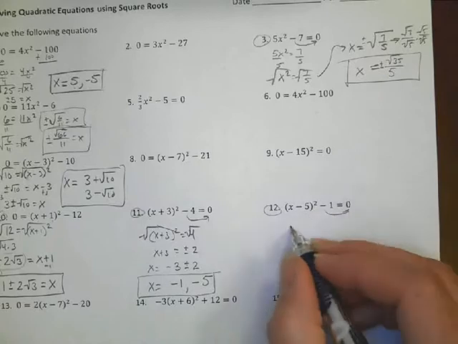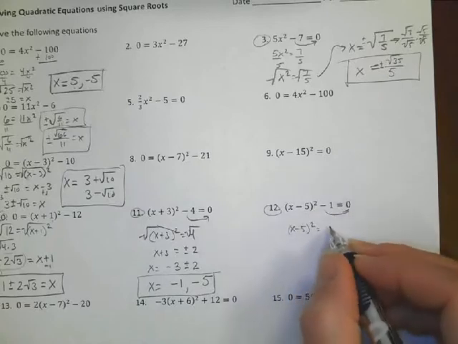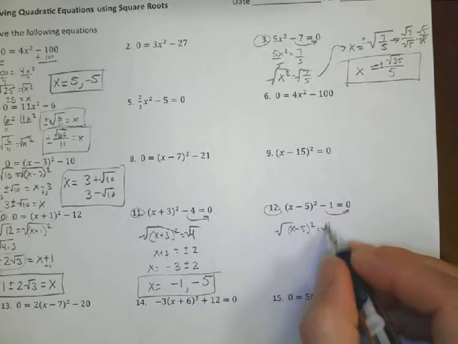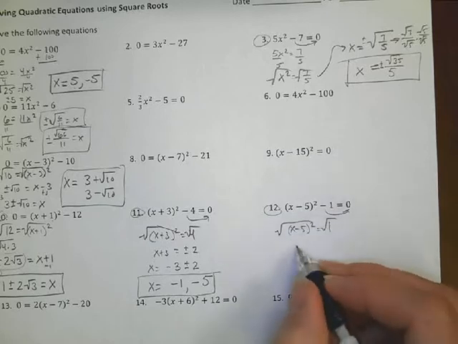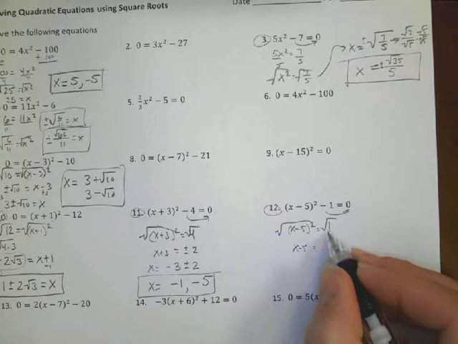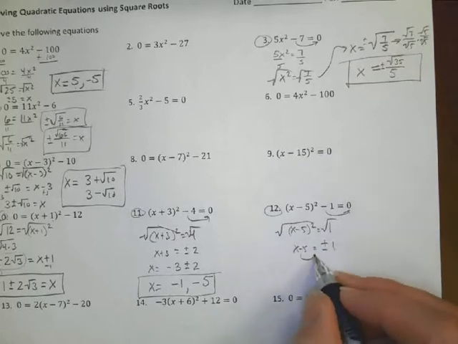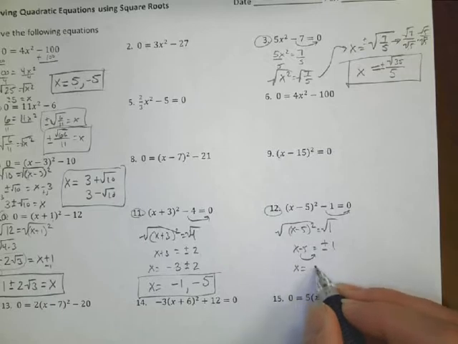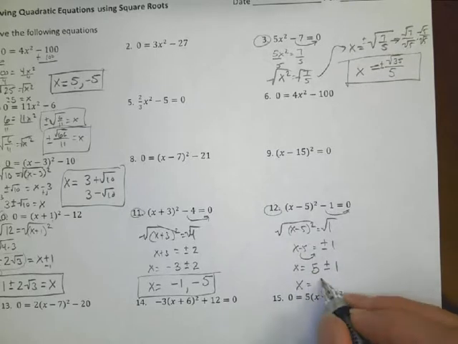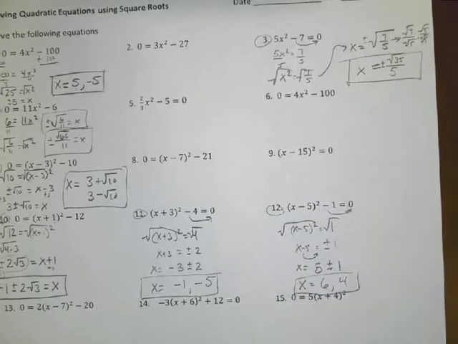I'll do the same thing with this one. I'll move the 1 over here. So I have x minus 5 squared equals 1. Take the square root of both sides. And the square root of this is still x minus 5, which equals the square root of 1, which is plus or minus 1. So now I'll add 5 over to here. So x will be equal to 5 plus or minus 1, which means x could equal 5 plus 1, which is 6, or 5 minus 1, which is 4. And those become the two solutions there.